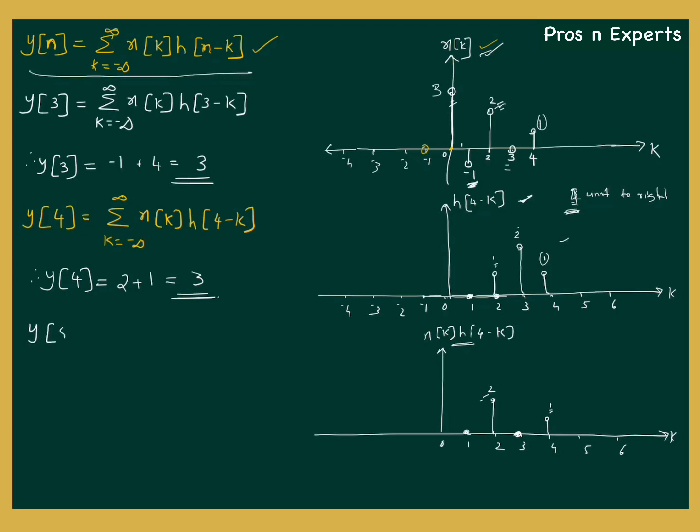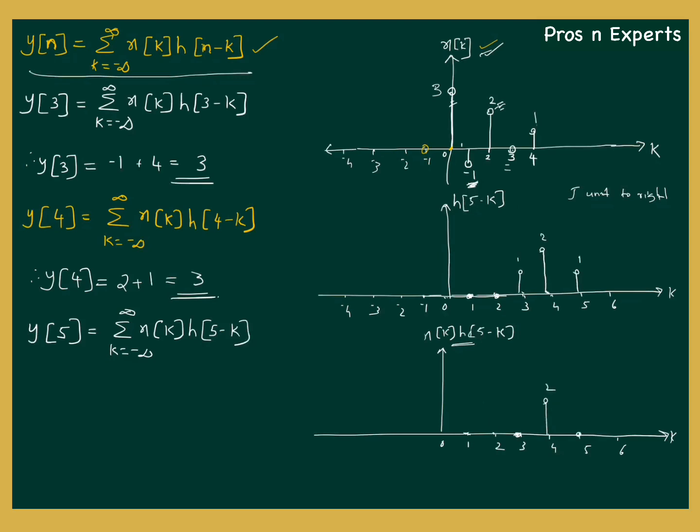Alright, the next sample value is y of 5, which is from the equation sigma over k equal to minus infinity to infinity of x of k into h of 5 minus k. Let's see how it comes. If you find y of 5 graphically, you will end up like this. We have x of k, then h of 5 minus k is obtained by shifting h of minus k by 5 units to the right. Or at this point I can say that h of 5 minus k is h of 4 minus k shifted by 1 unit to the right.